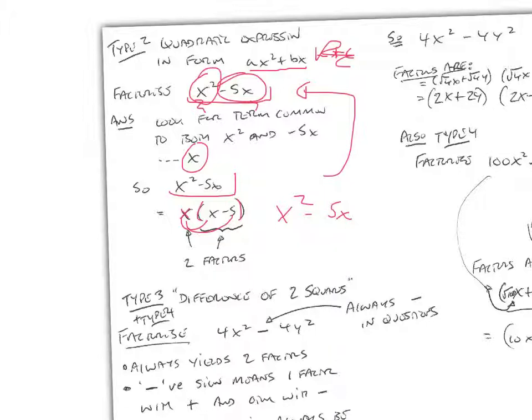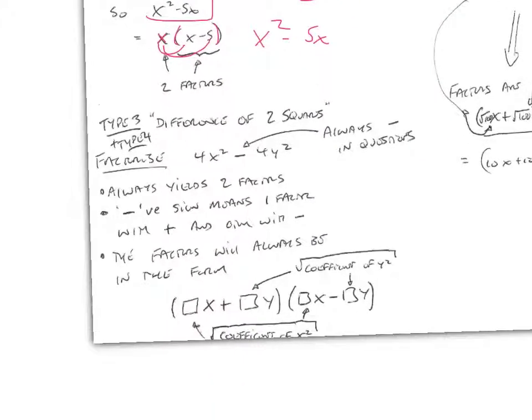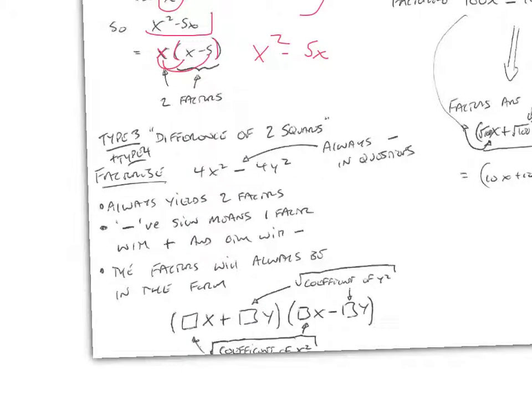Now we're going to look at the type 3 and type 4 expressions that we need to know how to factorize, and these are known as the difference of two squares. The first type always has a number, a letter, a number, a letter, and these will always have a negative sign, always, and they will always yield two factors. One factor will be positive and the other factor will be negative.